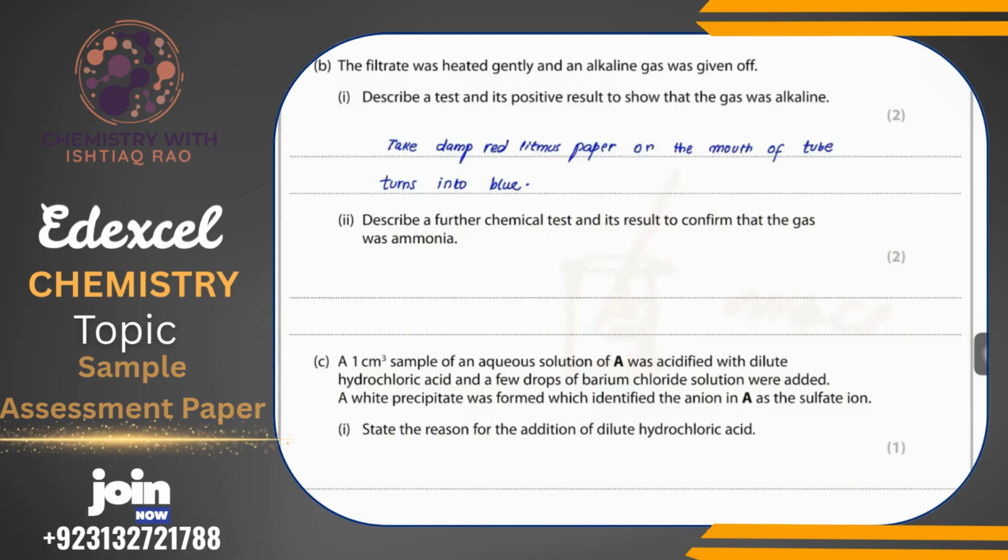So what should I write? Dip a glass rod in concentrated HCl and then dip the glass rod in ammonia solution. Then formation of white precipitate of NH4Cl is seen, right? Right. Okay.